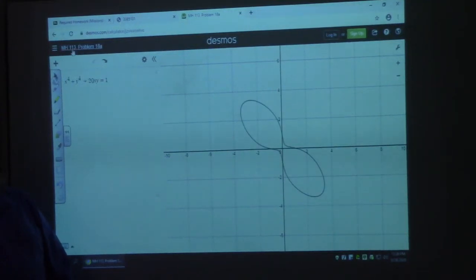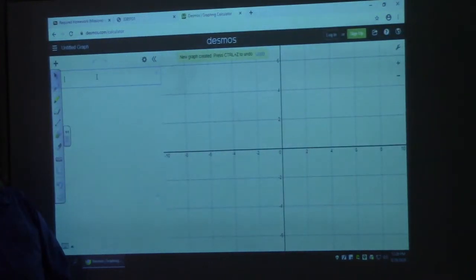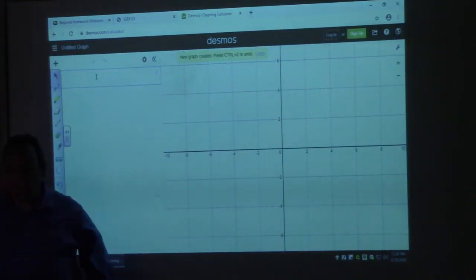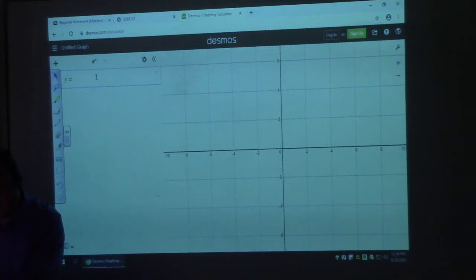Now, let me just do a new one. I just want to show you some things. Today we're going to talk about equations of lines, right? So let me just make it easy on myself here. y equals mx. And one of the really neat things about Desmos that your graphing calculator, as far as I know, can't do without a lot of trouble, is it can add sliders.